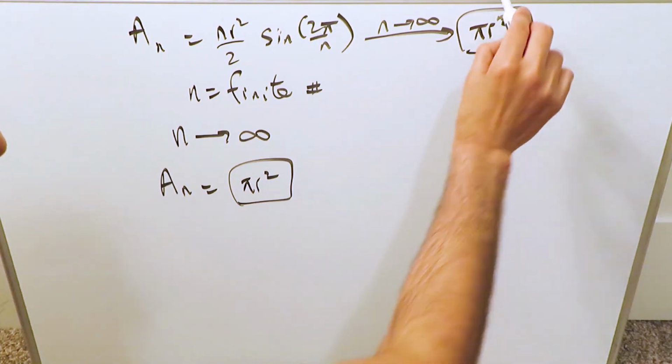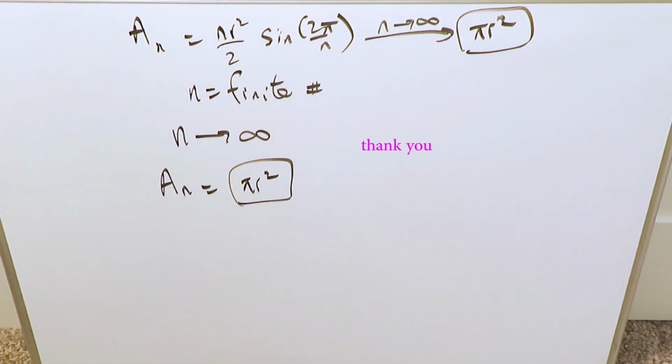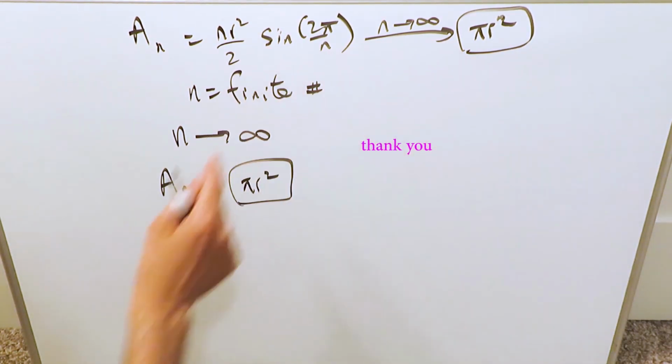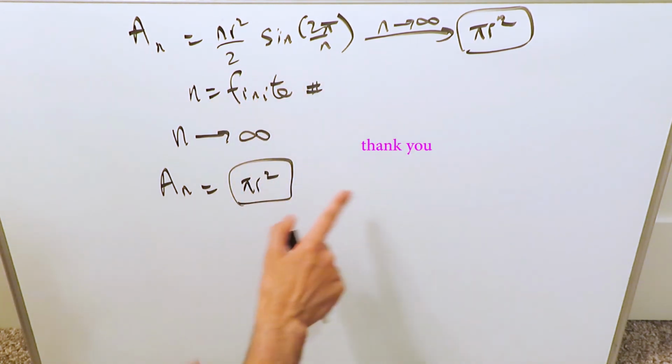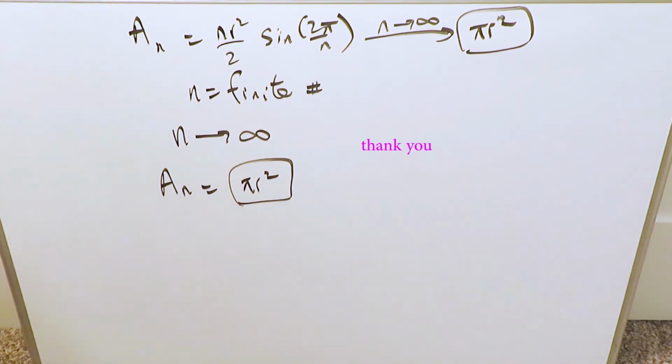And if anyone is interested, they can ask me in the comment section, and I can guide them as to how you can show this. This right here is our formula we've derived, but as n approaches infinity, the inscribed polygon becomes a circle, the area becomes pi r squared.